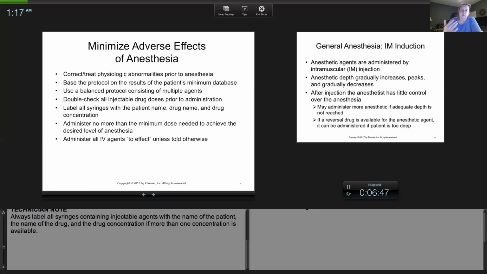Make sure all your syringes are labeled, usually with at least a part of the name of the patient. If you got a patient like Fluffy, are you sure that's your only Fluffy of the day? So we always go with the minimum amount that we can give.